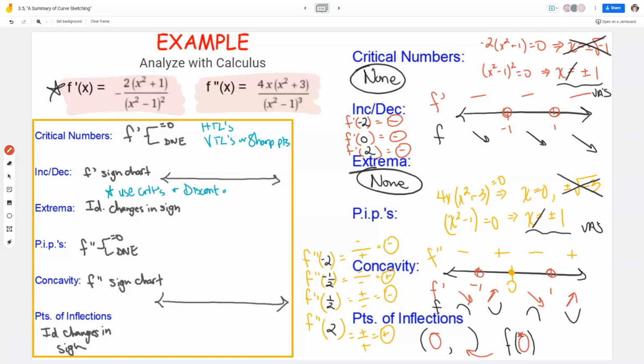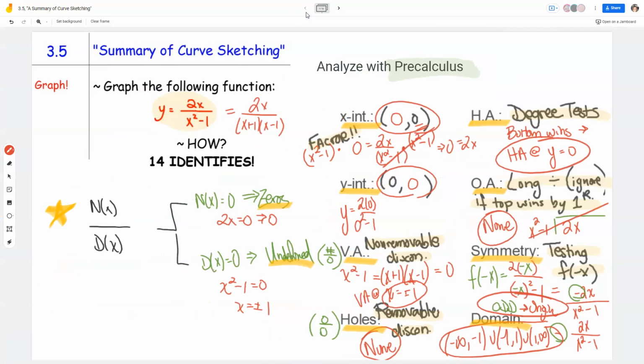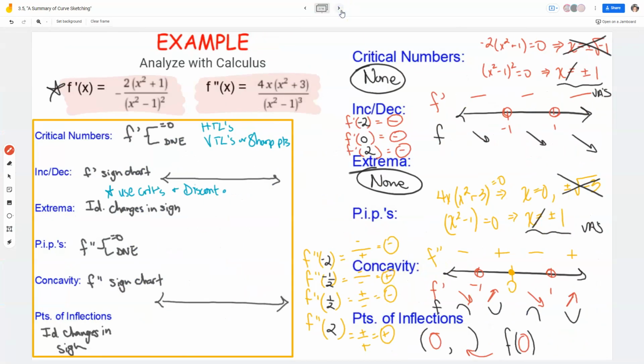Has anybody lost sight of the original? Where is it? It's way back here somewhere. Here it is. Oh, what happened when I plug in 0? What did I get? 0, 0.